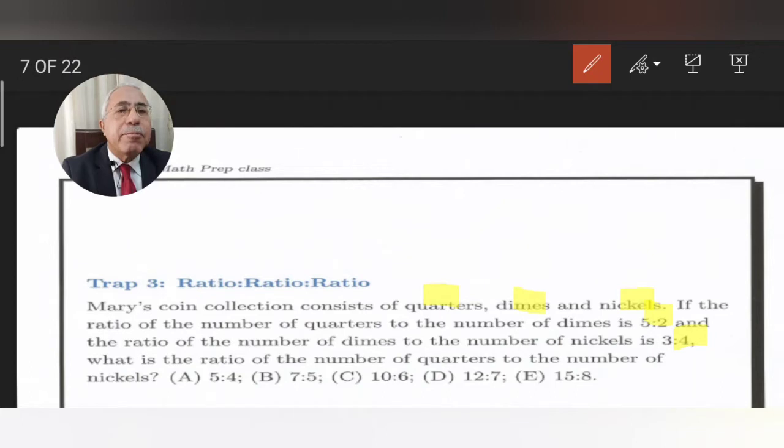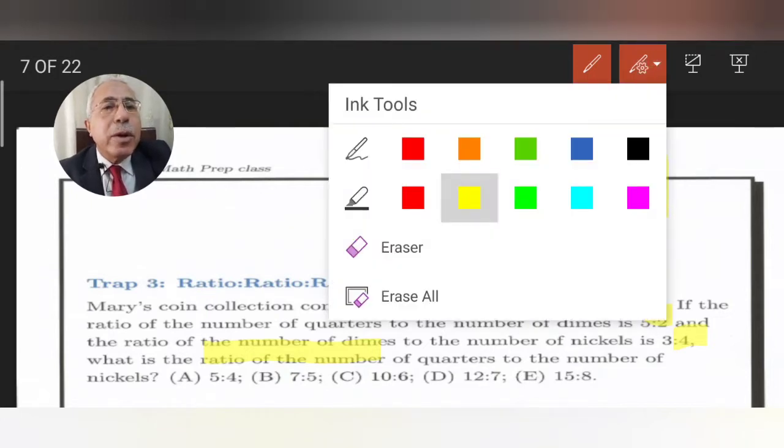Now, what is the ratio of the number? Be careful, the ratio of the number, because we are going to have another ratio later on. So he needs the ratio of the number of quarters to the number of nickels. Good, very good. Now, that means I have three ratios. What I'm going to do for this is what we are going to see now.